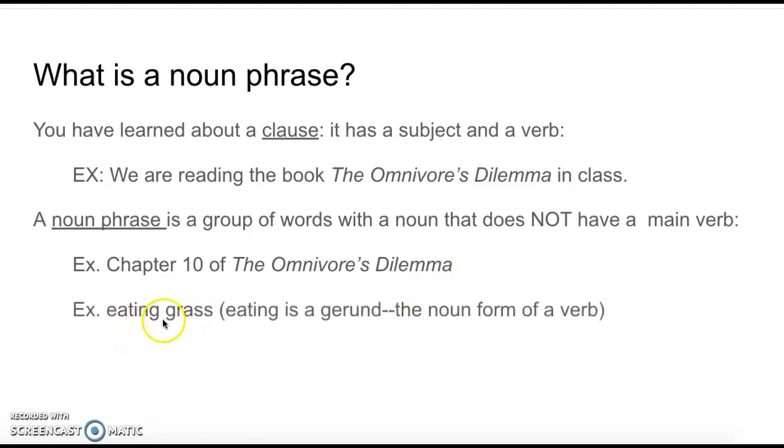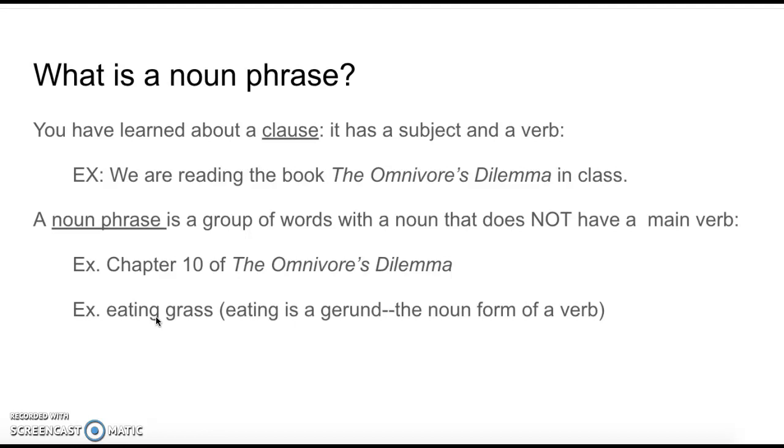Eating grass. This can be a tricky one when people see the -ing. But notice up here, when we have the verb are reading, we have this are. We have a be verb, is or are, right before we have -ing. That's our present progressive verb. But here we have -ing alone.